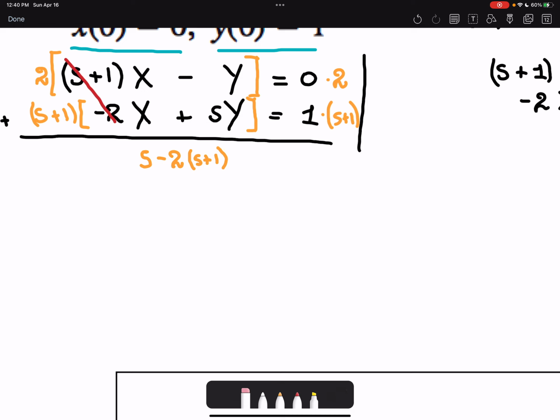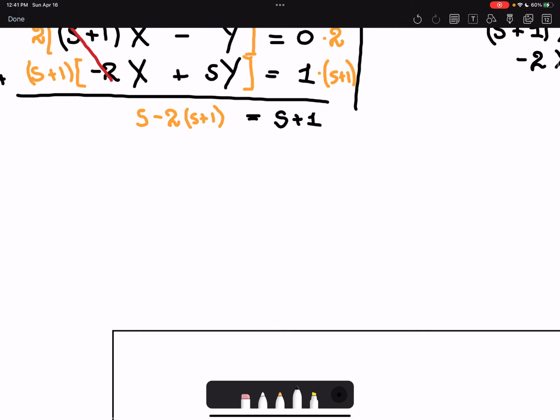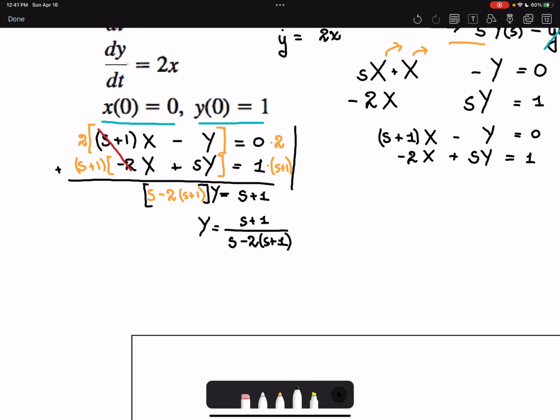And all of that is going to be equal to s plus 1, because 2 times 0 is just going to be 0. So all of this is going to be multiplied by y. So now we end up with y is equal to s plus 1 divided by s minus 2 times s plus 1, right? Are we doing good so far? Because at the bottom we had that s.